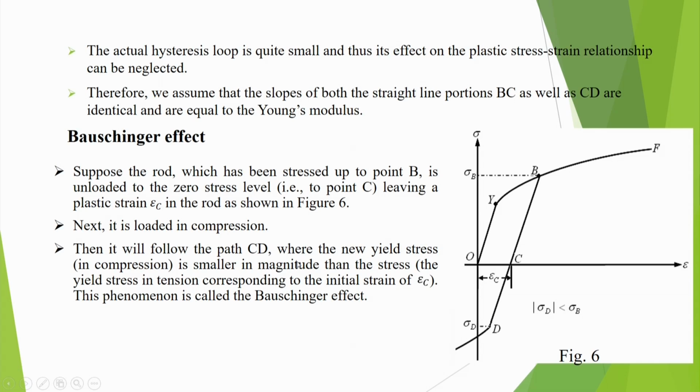Now, this phenomenon, which is called the Bauschinger effect, is mostly due to some small amount of residual stresses left. When we unload the material, at the microscopic level some small amount of stresses are left, small amount of compressive stresses, and they are already present. So, when we put the load, these stresses add up to the applied stresses and therefore they cause early yielding.